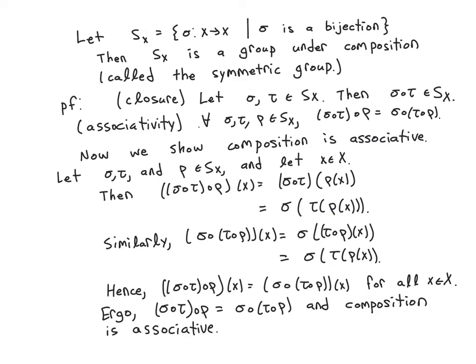It turns out, oddly enough, the same thing happens when you look at this calculation. By definition of composition, this calculation is just sigma applied to the value tau of rho of x. But by definition of composition, tau composed with rho applied to x is just tau applied to rho of x. And look, it's literally the exact same expression. Therefore, these two quantities are equal. And since they're equal for any x, the two functions are equal, and therefore composition is associative.